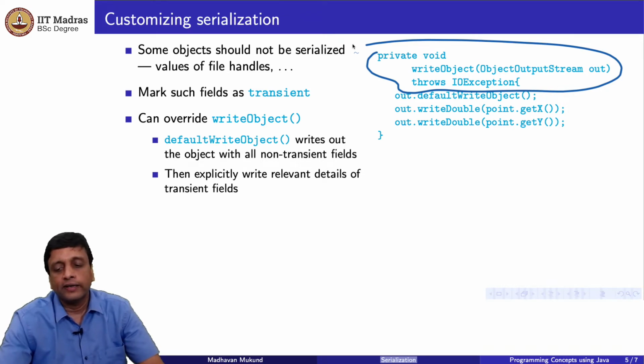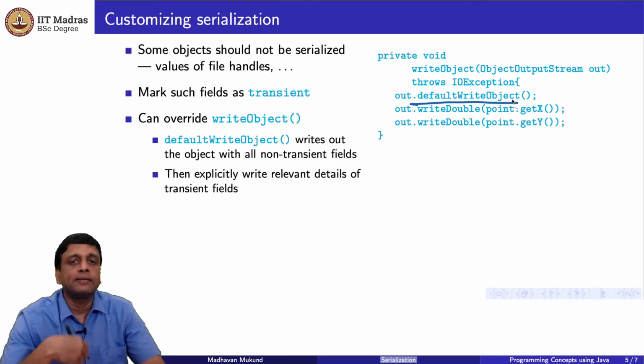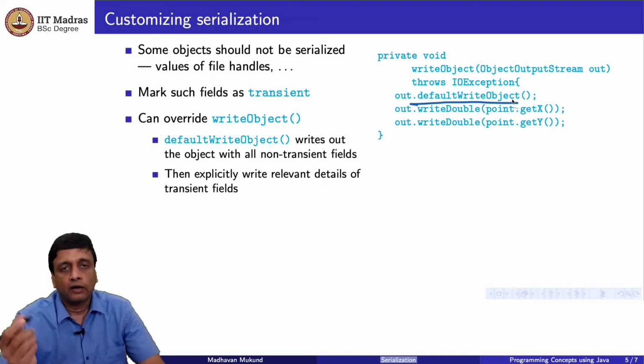So we override it. What we do is we first call this defaultWriteObject. What does defaultWriteObject do? It basically does what writeObject would have done in the original class. So it writes out this object with all its non-transient fields as though it was serializing it. Now we are left with the transient fields, and that we have to do manually.